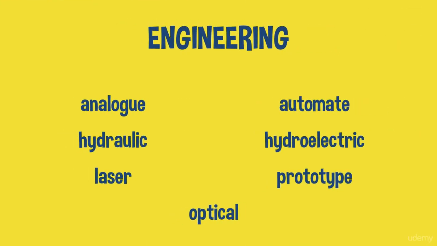So there are your 7 engineering words: analog, automate, hydraulic, hydroelectric, laser, prototype, optical.